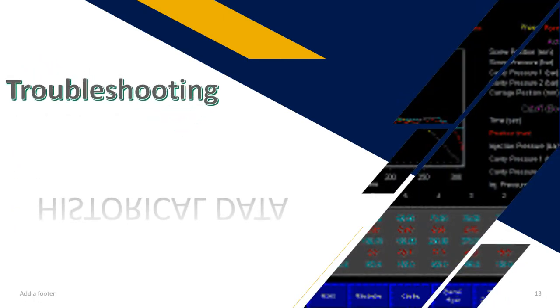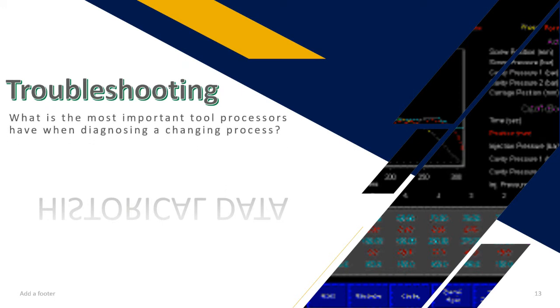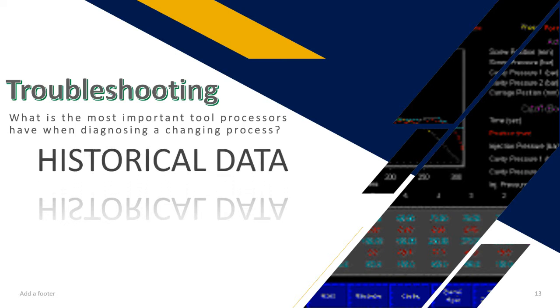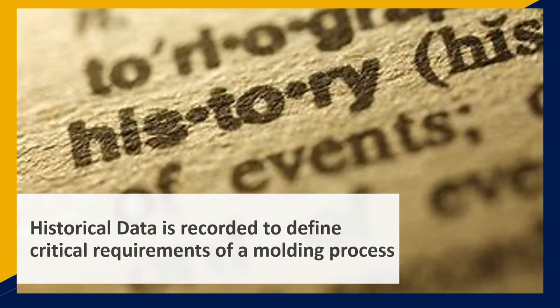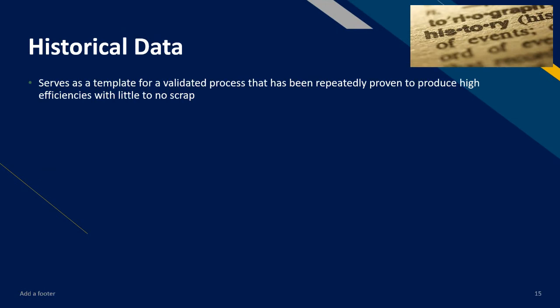So when we're talking about process troubleshooting, what are the most important tools processors have when diagnosing a changing process? That would be historical data. So historical data is recorded to define the critical requirements of a molding process. Historical data serves as a template for a validated process that has been repeatedly proven to produce high efficiencies with little to no scrap.